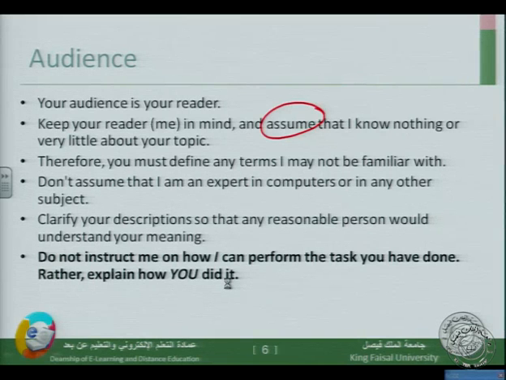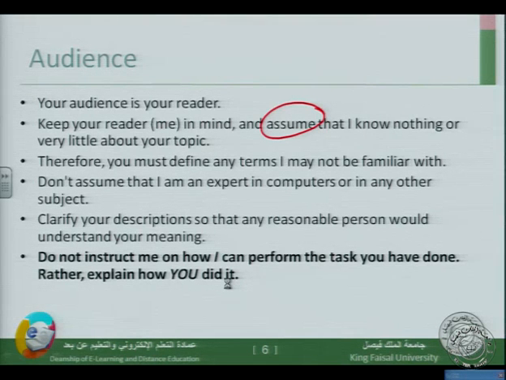Therefore, لذلك, you must define any terms I may not be familiar with. أي مصطلح ما بيكون غامض لازم تعرفه. Do not assume that I am an expert in computers or any other subject. So I am an ignorant person. أنا جاهل. بدي تعرفني في كتابتك ماذا تكتب. So you need to keep me in your mind.